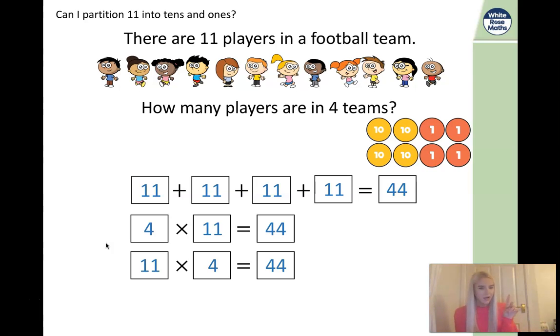If they've been swapped around and you've still got the same product, what is that called, year 4? Well done, it is the commutative law, well done. When you swap two of the same numbers around, when you are multiplying, you still get the same product, fantastic.